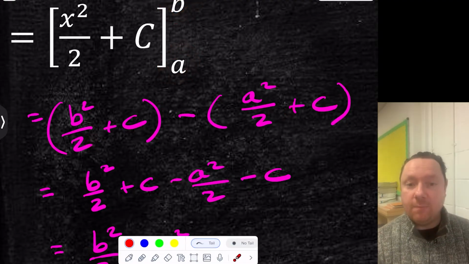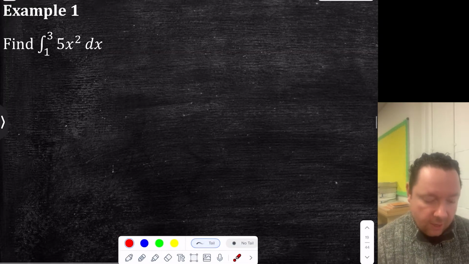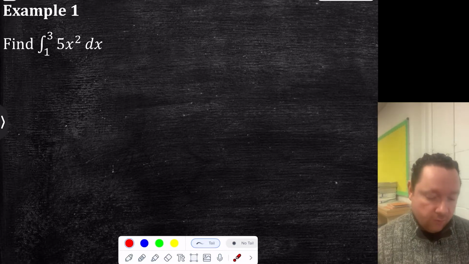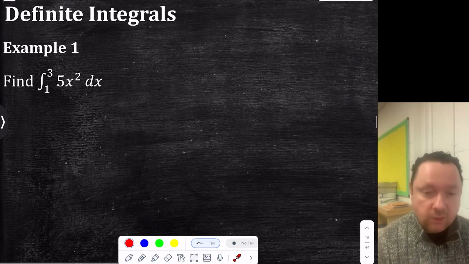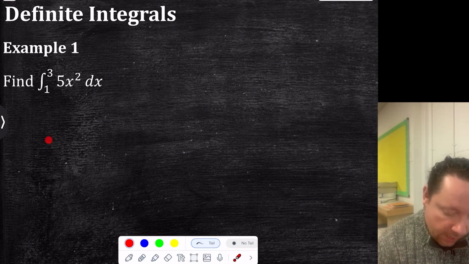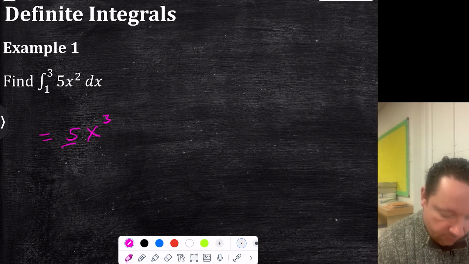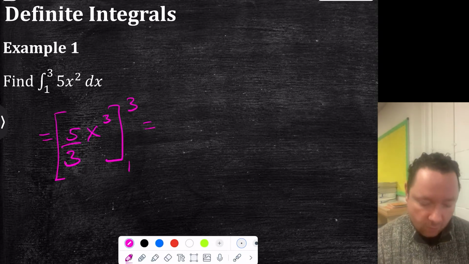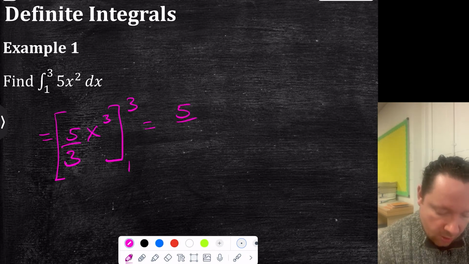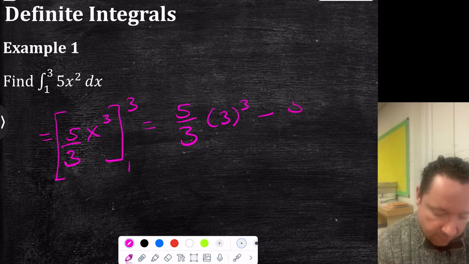Let's look at some specific examples. Definite integrals, example 1: find the integral of 5x squared dx between 1 and 3. So step 1, integrate. We add 1 to the power, that becomes x cubed, and it's 5 over 3. Put little square brackets around it, and it's between 1 and 3. So that means you sub in 3, taking away sub in 1. So that's 5 thirds of 3 cubed minus 5 thirds of 1 cubed.